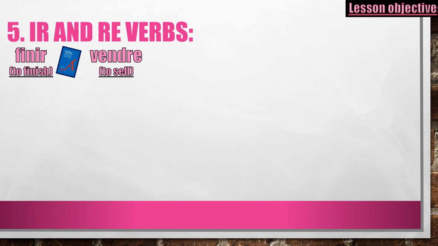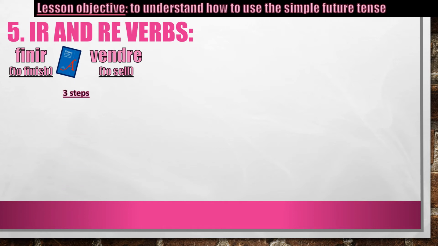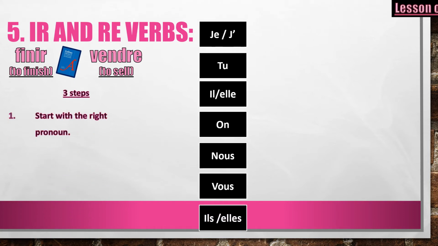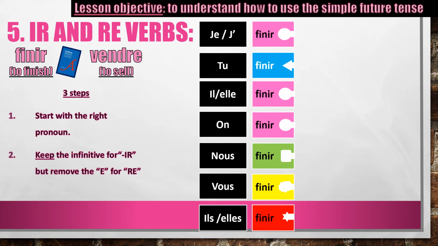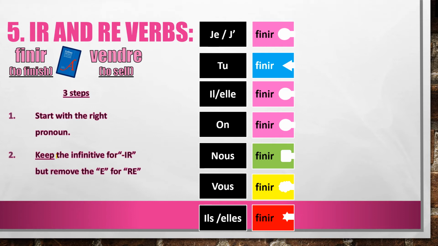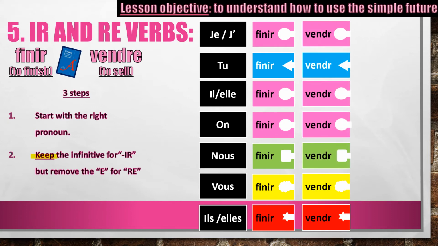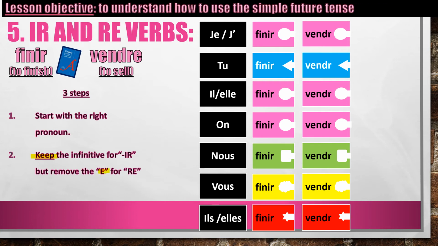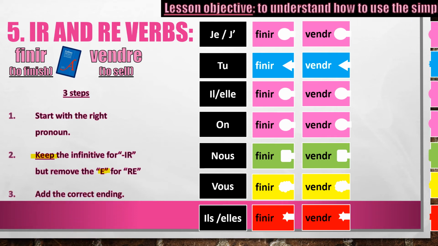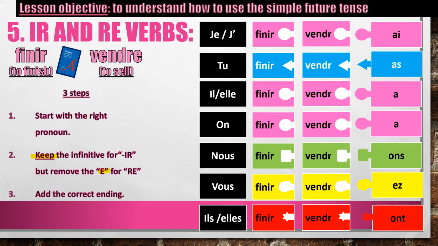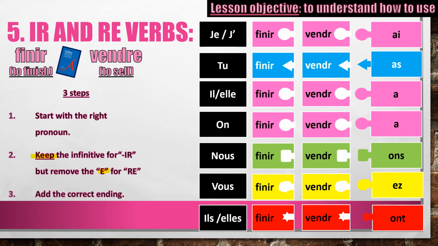Now, if it's not an ER verb, it could be an IR or an RE verb. The good thing is it's actually quite simple. Still the 3 steps, the pronoun does not change. The only difference here is for the RE verb. You can see the IR verb, we keep the infinitive, nothing different there. But when it's a RE verb, we're going to remove the E. Okay, not keeping the E for those. And of course, we are adding the endings. The endings are exactly the same as they were for the ER verb. So it's actually quite easy to remember. There are only so many of them.